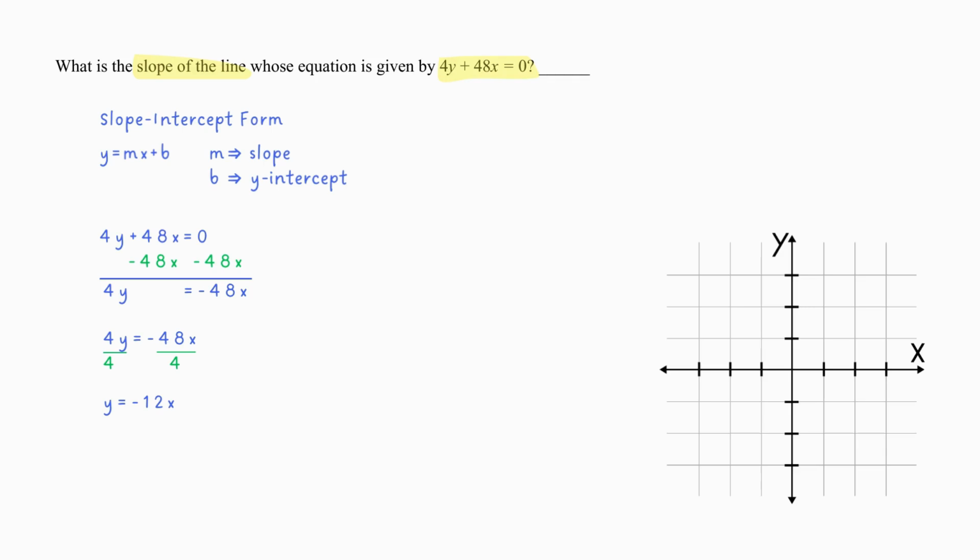Now look at our new equation, y equals negative 12x. Compare it to the slope-intercept form, y equals mx plus b. The number sitting right in front of the x is our m, or slope. In this case, m equals negative 12. Since there is no other number added at the end, our b is just 0. This means that this line goes right through the center of the graph. Ready for the next question? Let's go!